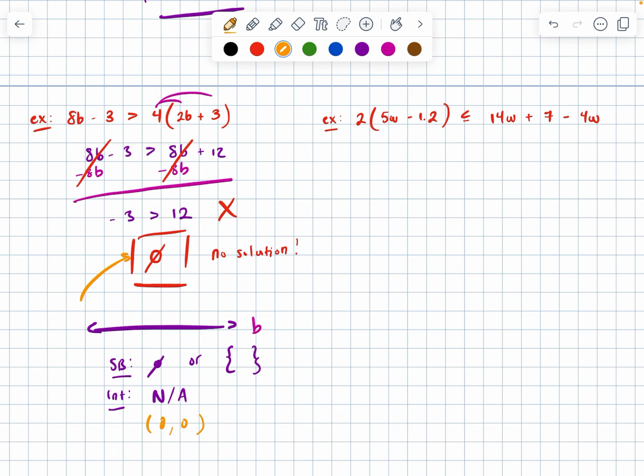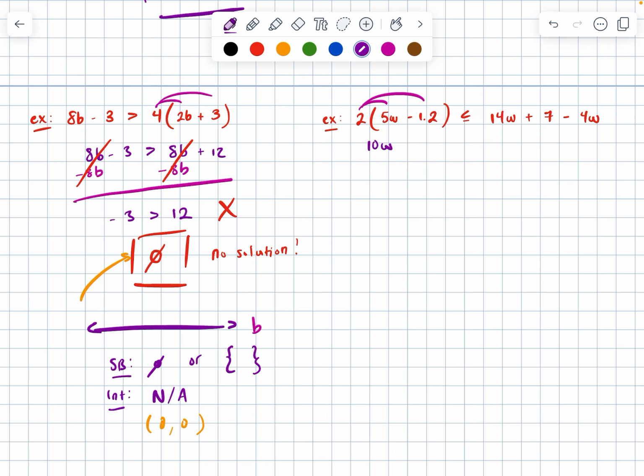If you haven't already solved it, give yourself some time with what you've got in mind from this one on the left. If you have already solved it, don't bother pausing. Let's do it together. So 2 parentheses 5w minus 1.2. Let's distribute on the left side.